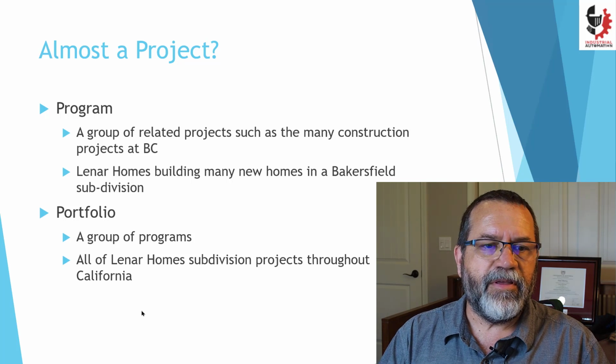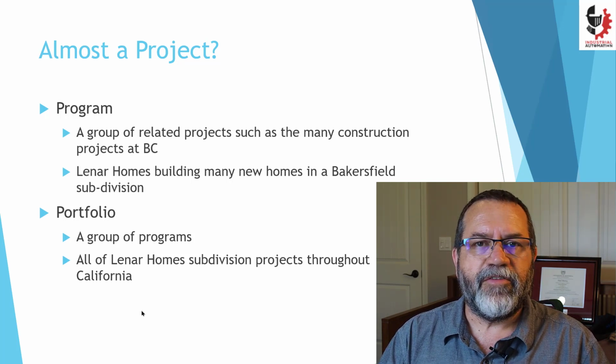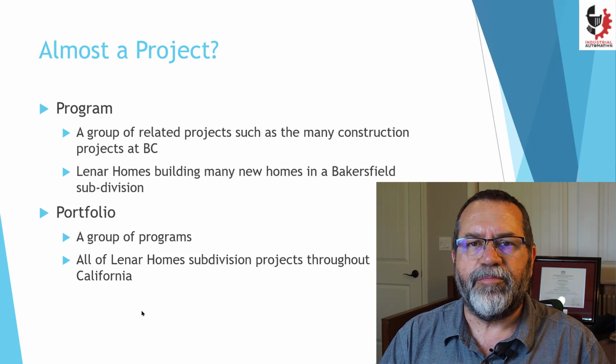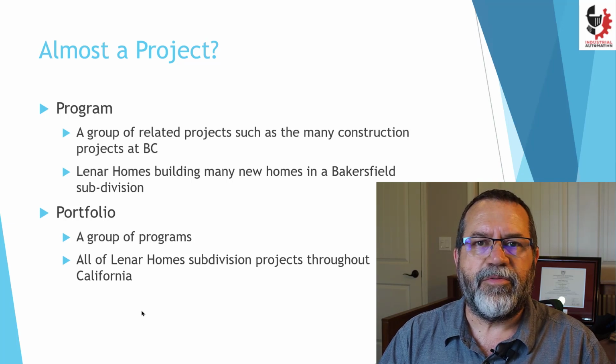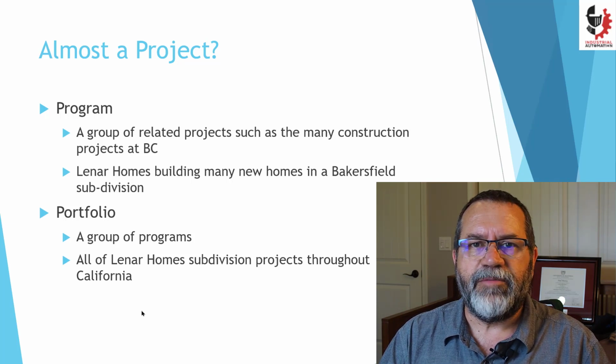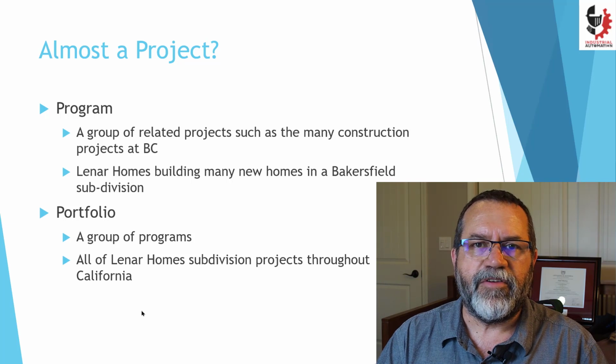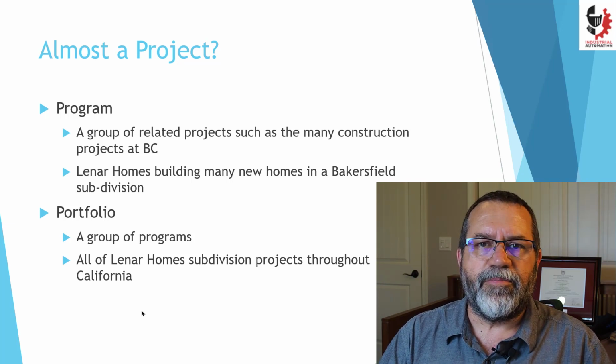One is a program. A group of projects, such as all the various construction projects that are going on BC's campus, is a program. It's a program to modernize the entire campus. They're building several buildings, they're putting in solar panel farms, they're building new parking lots, and a lot of other large and small projects. Another example could be Lennar Homes. They're building a new subdivision in Southwest Bakersfield. So that would be a program. The program consists of many projects, so each house is a project, and all together they're a program.